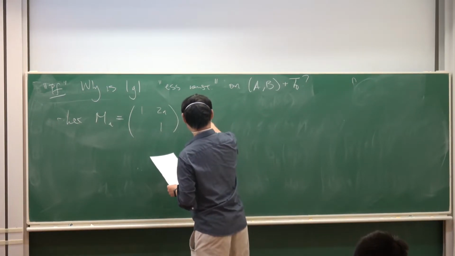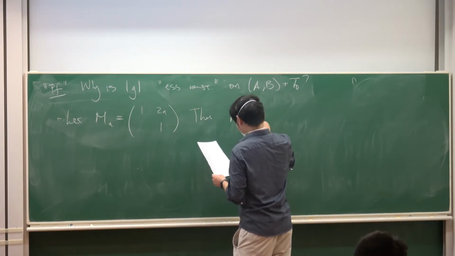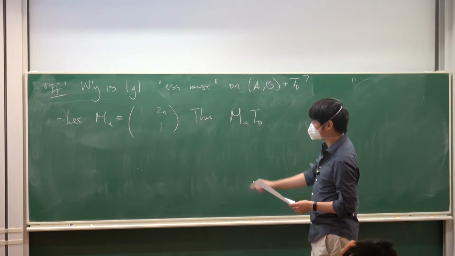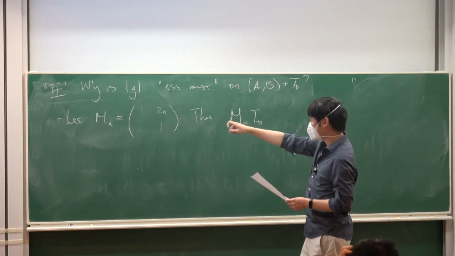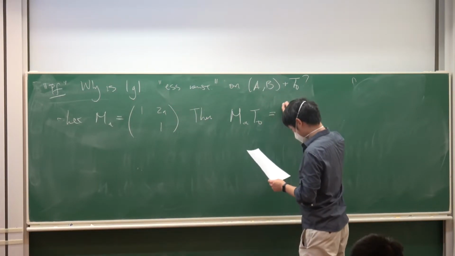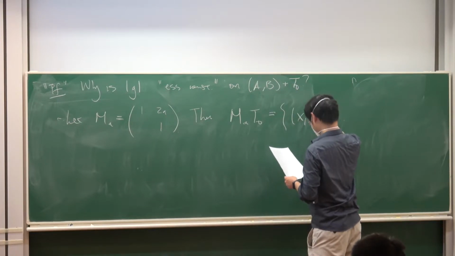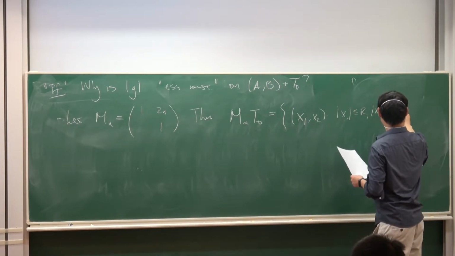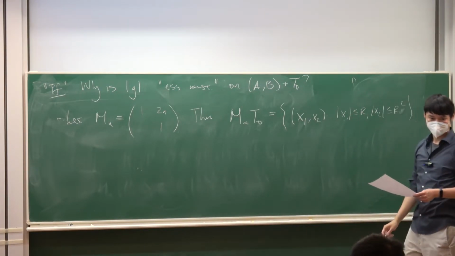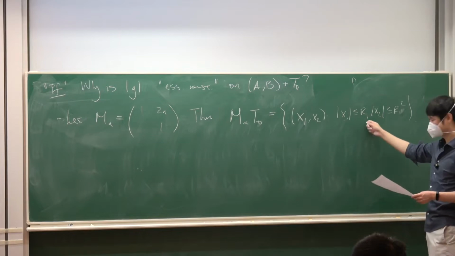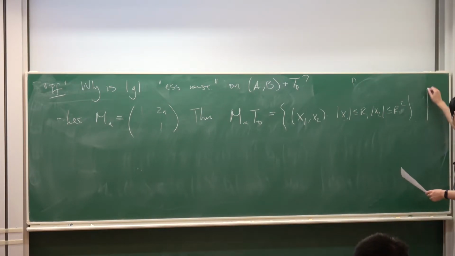Then MA T naught, by definition, is: I take any point in T naught and apply this matrix to it. Because of how T naught is defined, this is going to be this rectangle, r by r squared. Just take any point in T naught, that's y1, y2, multiply it by MA, and you get a point that lives in here. So this is a vertical r by r squared rectangle.